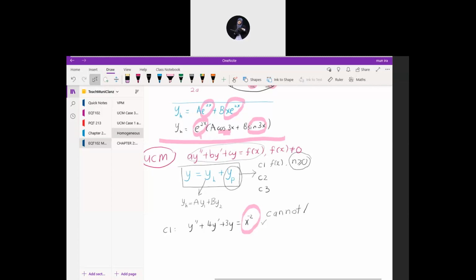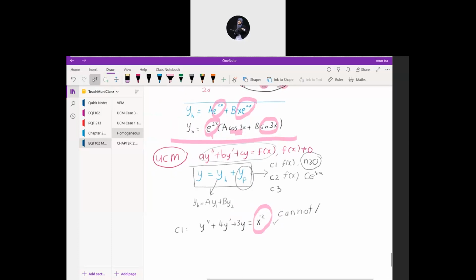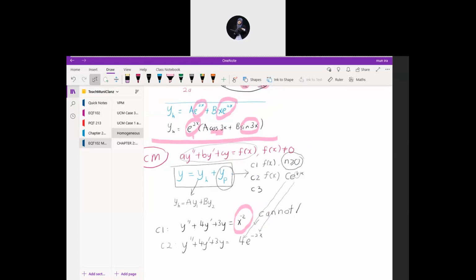Alright. So, next. Let's say for case 2. For case 2, in order to use UCM, your f(x) must be in the form of C e^(kx) only, where C and K are constants. For example, you have y double prime plus 4y prime plus 3y equals to 4e^(-2x), where your C here is 4, okay? And then your K is negative 2. Both are constants, so that this equation can be solved by using UCM.